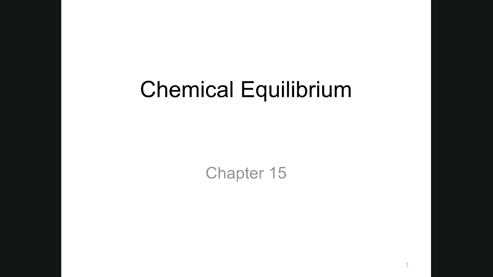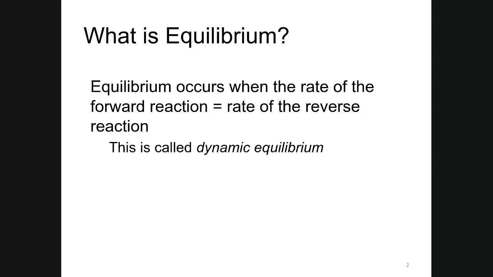So we need to understand, first of all, the definition of equilibrium. The definition is that it occurs when we have the rate, specifically, of the forward reaction equaling the rate of our reverse reaction. And we call this dynamic equilibrium because neither the forward nor the reverse reaction stops occurring. Instead, both of them are continuing at the same rate.